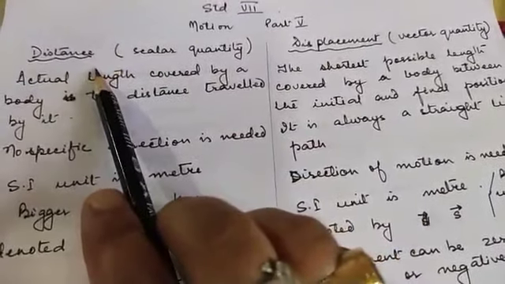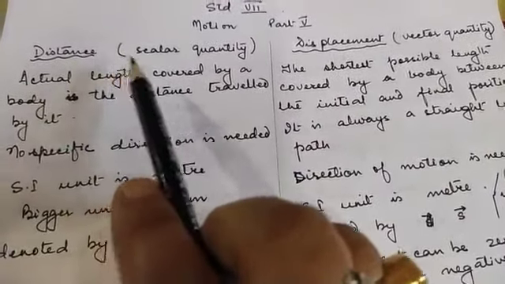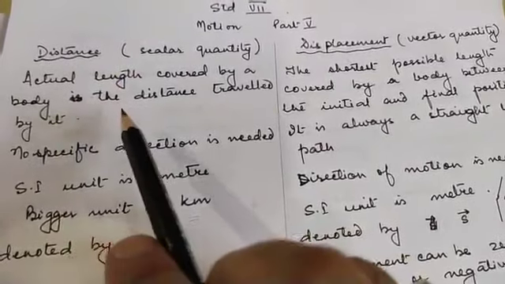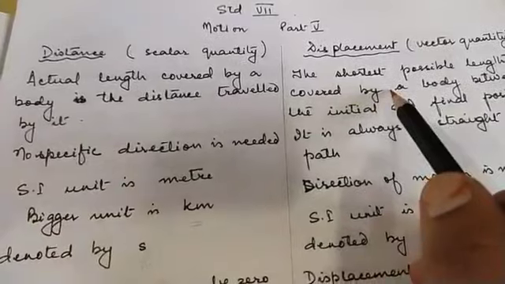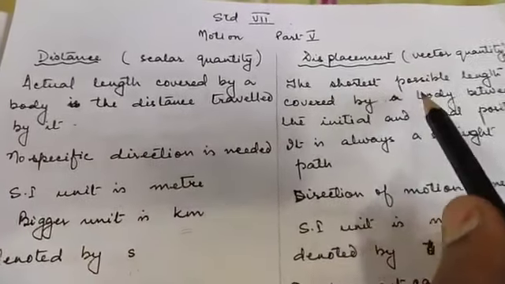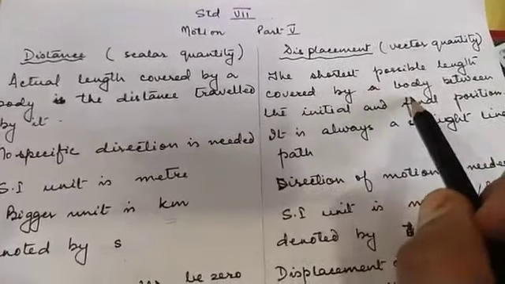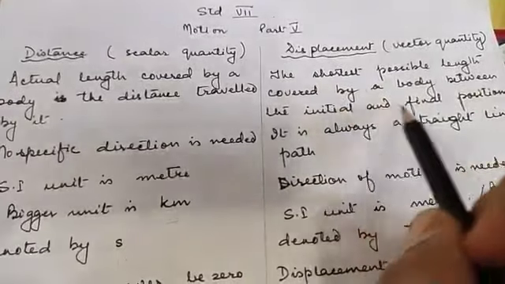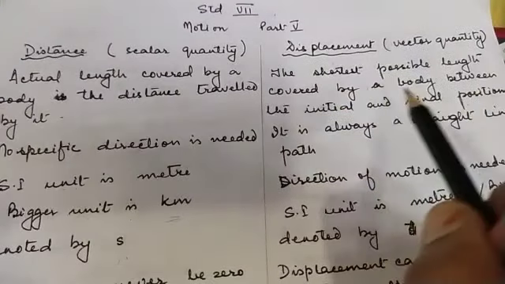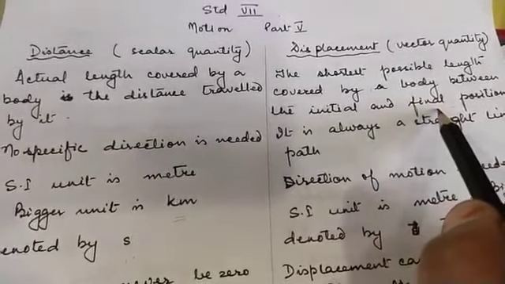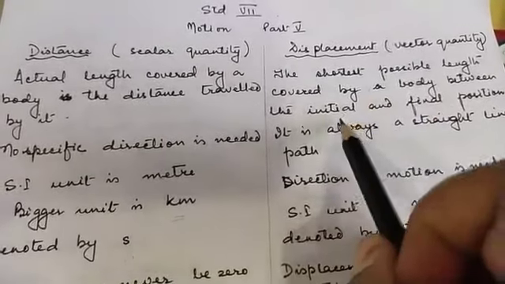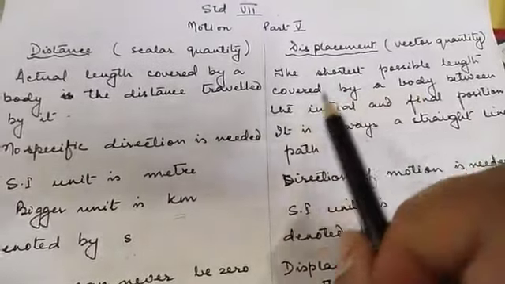Distance, what is distance? The actual length that a body covers is the distance traveled by it. And then what is displacement? The shortest possible length covered by a body between the initial and final position in a given direction. Here direction is necessary, is displacement.